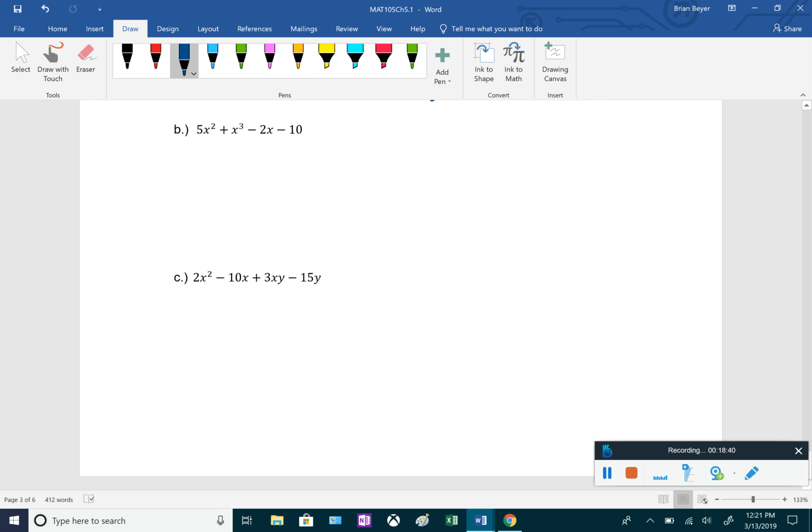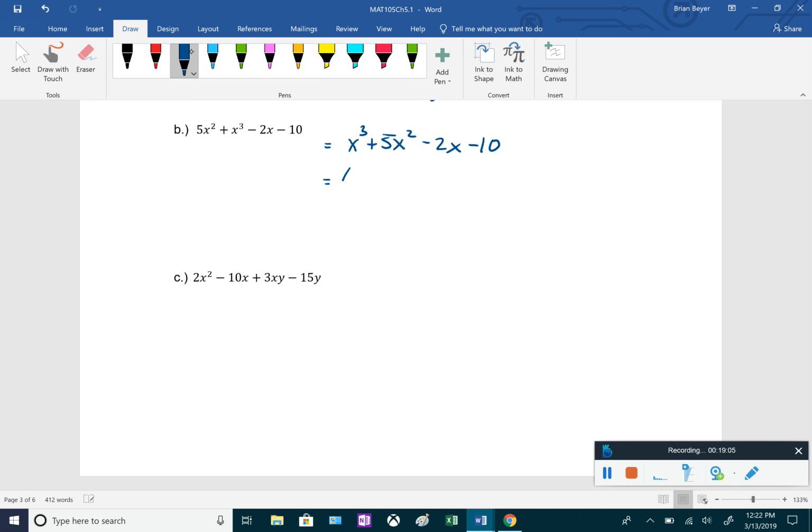So for another one, we have 5x squared plus x cubed minus 2x minus 10. We have to rewrite this as x cubed plus 5x squared. So I'm rearranging it in standard form. I'm going to group these two together, and then it's going to be minus 2x minus 10. So all I did was rearrange, put it in standard form.